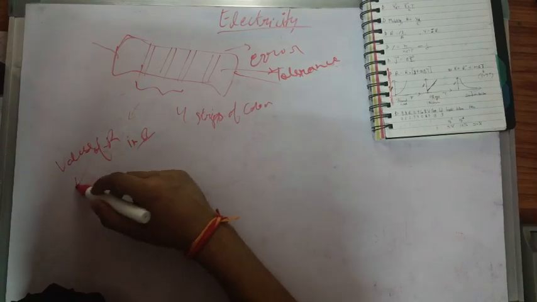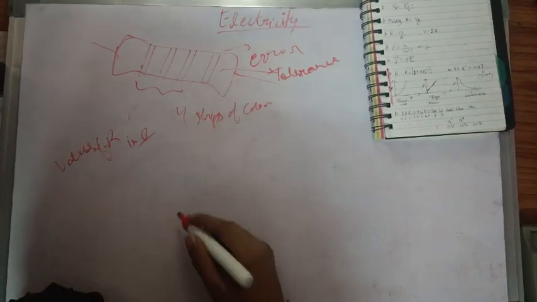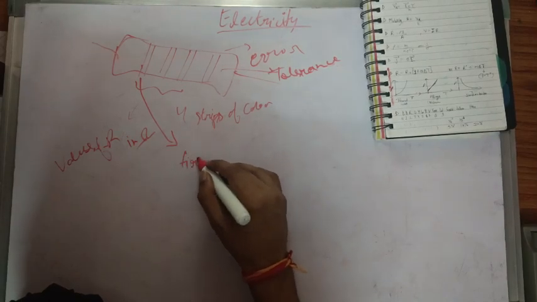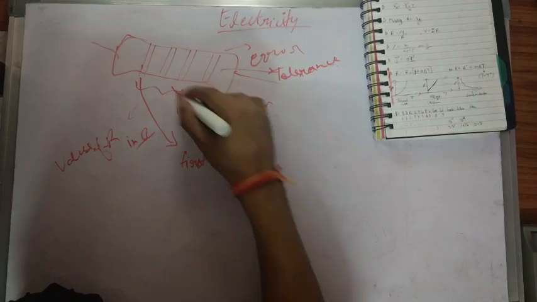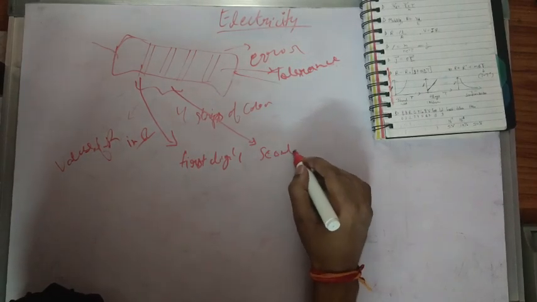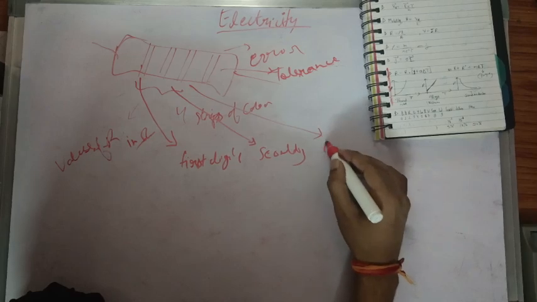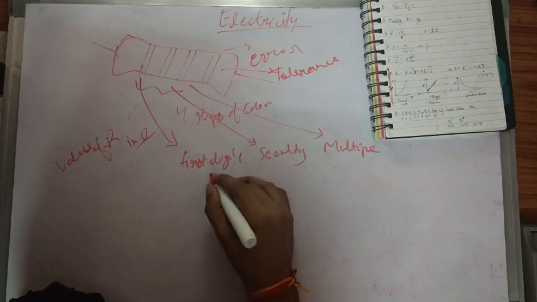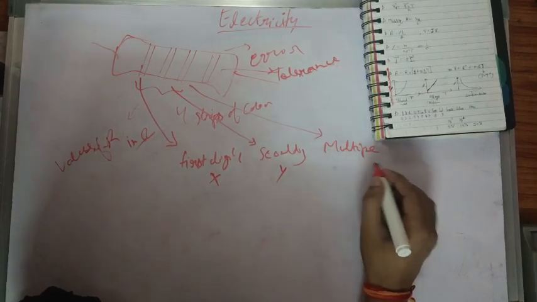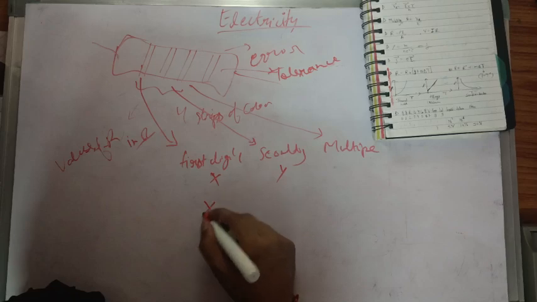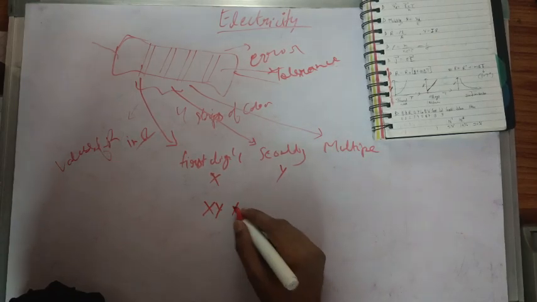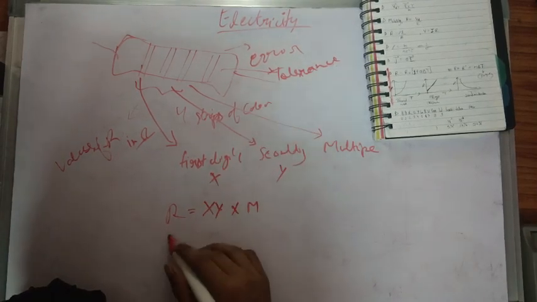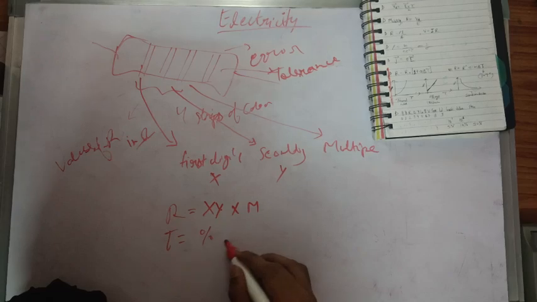This resistance is given by a method where the first color gives the first digit, the second gives the second digit, and the third gives the multiplier. Let's say the first digit is x, the second is y, and the third is a multiplier m. So it is the two-digit number xy multiplied by the multiplier m. This becomes the resistance, and the tolerance is given as a percentage of error.